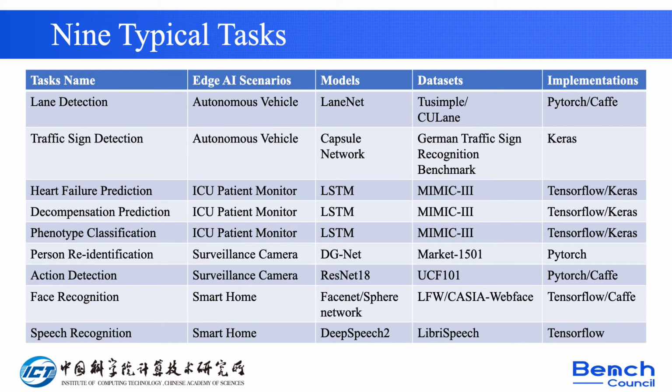Now we have 9 typical Edge AI tasks in Edge AIBench, and this table shows their task names, scenarios, models, datasets, and implementation software stacks. Edge AIBench provides an end-to-end application benchmark consisting of training, inference, data collection, and other parts using a general three-layer edge computing framework. We give the reference implementations of them, and the open source code is now available.